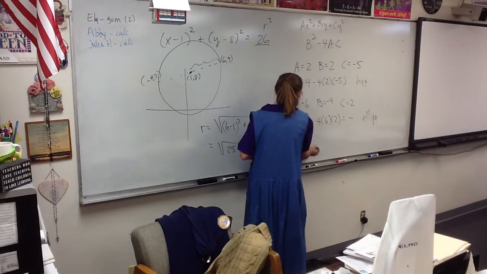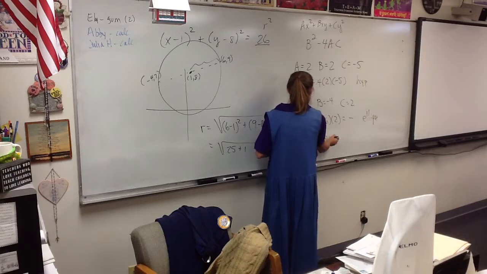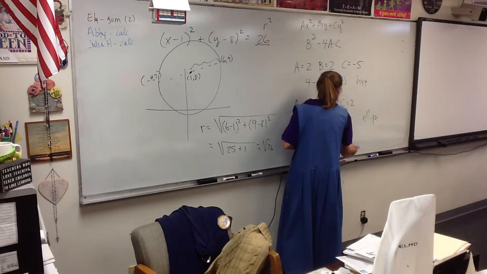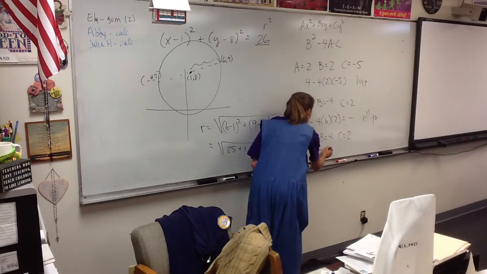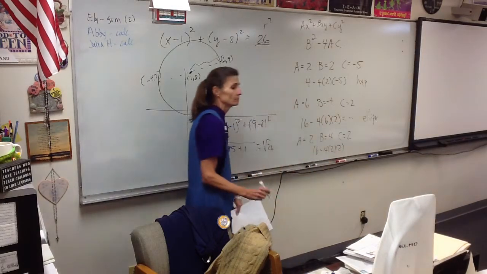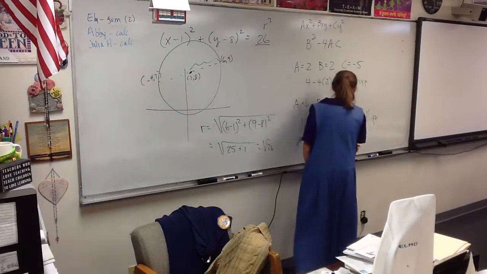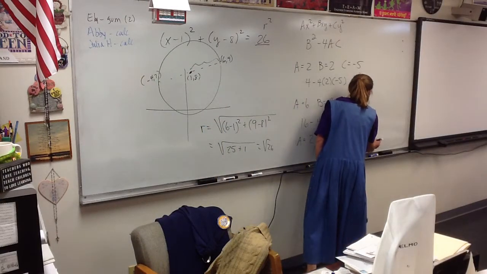Last one. What's A? B. C. B squared minus 4AC. What happens? 0. You get 0, which means you have a parabola.